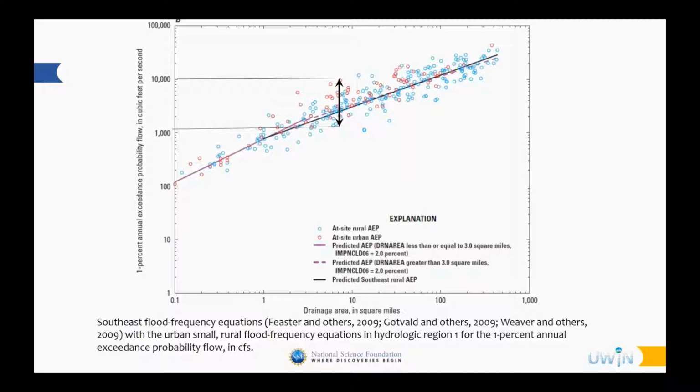And this is true whether you have gauges or you're relying on hydrologic models, because especially in smaller streams, the vast majority of them are not gauged.